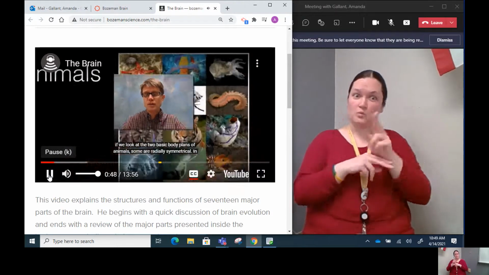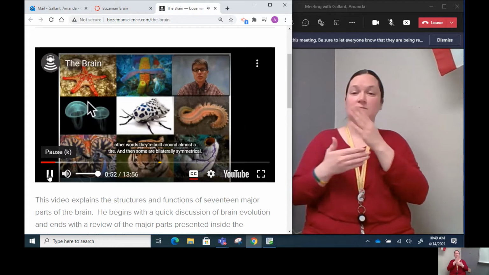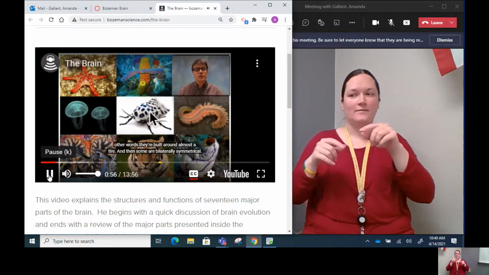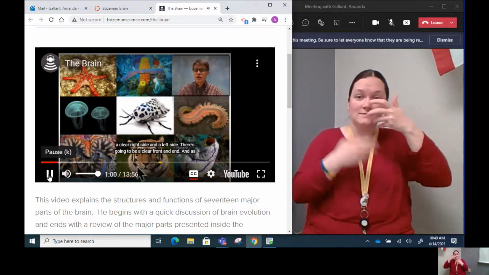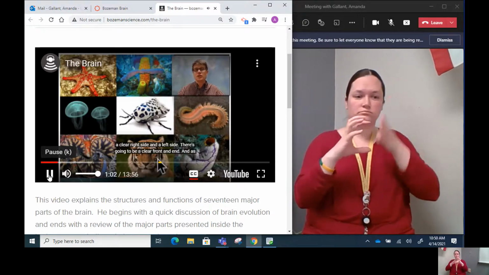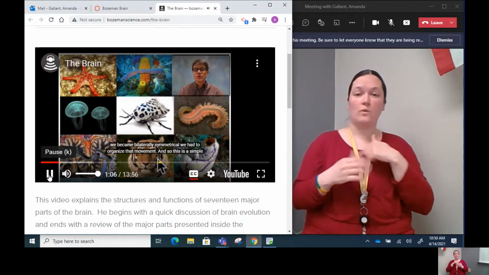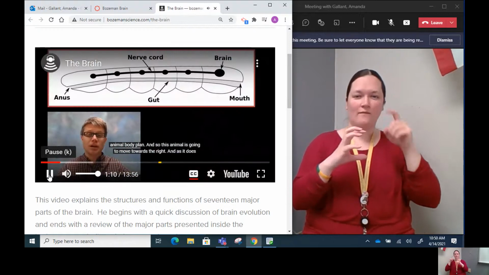And so if we look at the two basic body plans of animals, some are radially symmetrical, in other words, they're built around almost a tire, and then some are bilaterally symmetrical. In other words, a tiger, you could draw a line right down the middle, there's going to be a clear right side and a left side, there's going to be a clear front and end. And as we became bilaterally symmetrical, we had to organize that movement. And so this is a simple animal body plan.